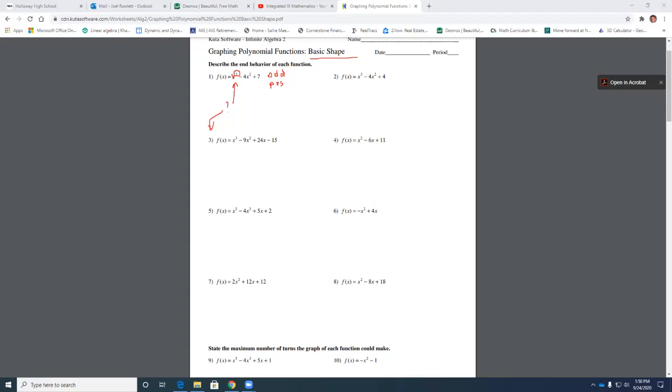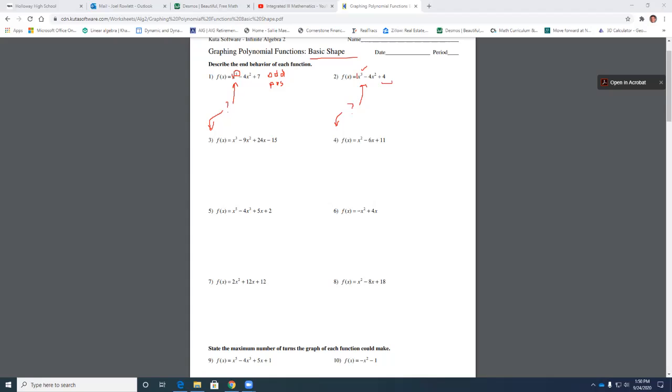Let's look at problem number 2. The highest power is 3, so that makes it odd. And since it has a positive 1 in the front, it is an increasing function. So this one is also odd and positive. So it's going to be low on the left side, and high on the right tail. And again, I have no idea what this graph looks like in between. I have no idea how many times it hits the x-axis. I do know that the y-intercept is (0, 4), because if x is 0, y is equal to 4. But again, we're not worrying too much about that. We just want to talk about the end behavior.